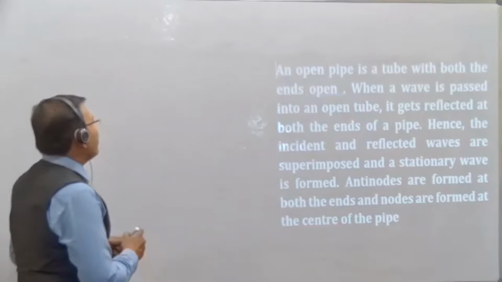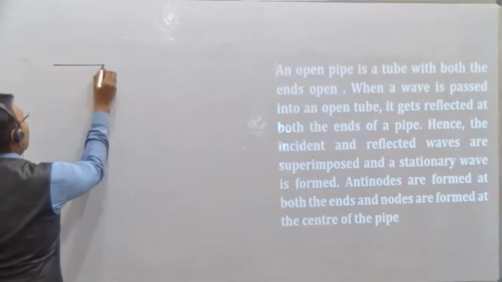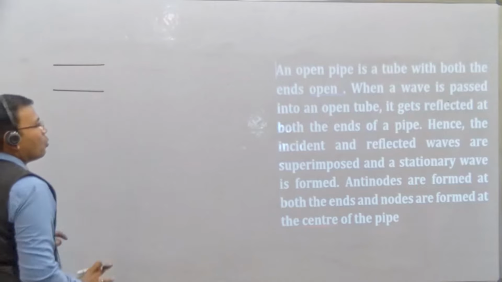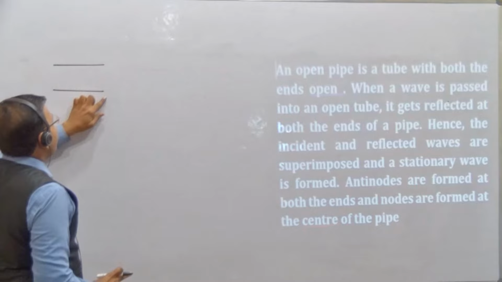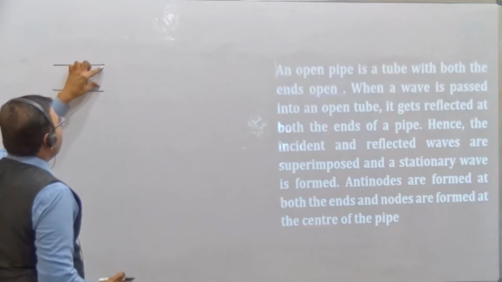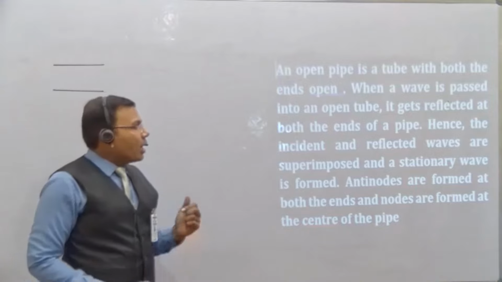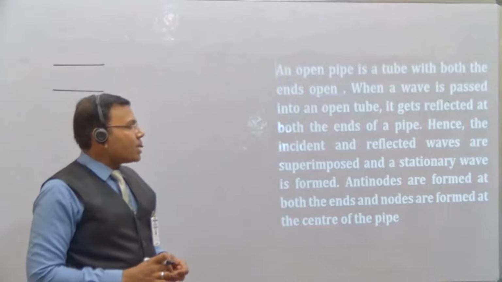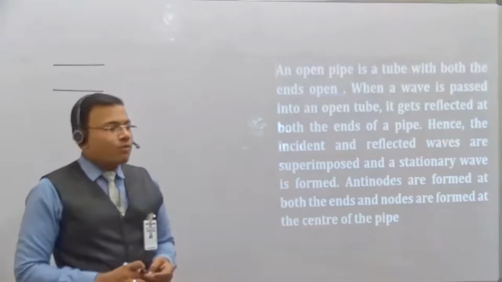For example, you can consider this as an open pipe, where both the ends are open, and the reflection of the waves takes place at the open ends. So reflection will take place at these open ends. Hence the incident and the reflected waves are superimposed and a stationary wave is formed.